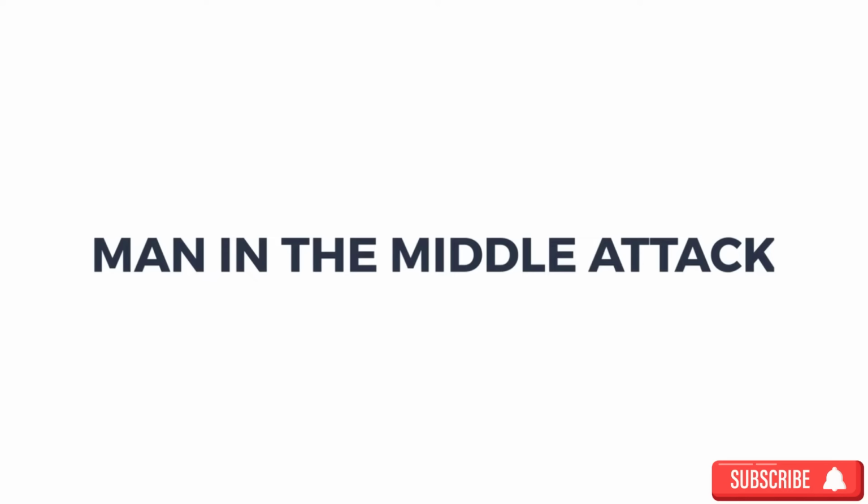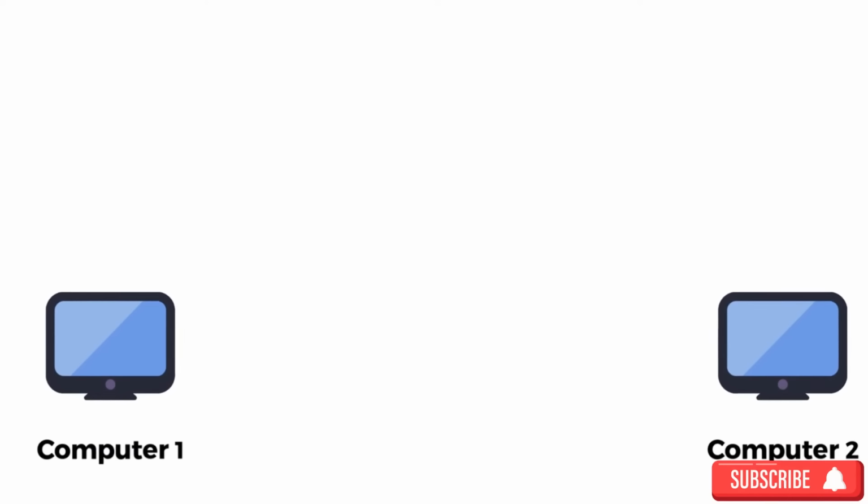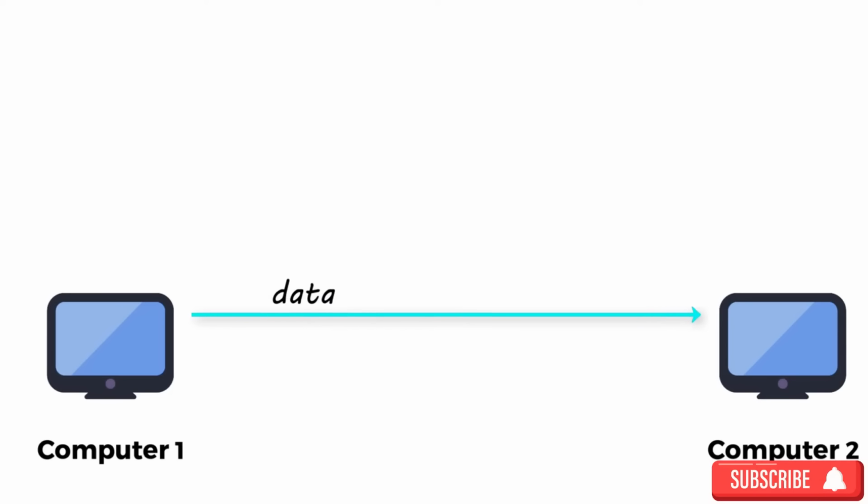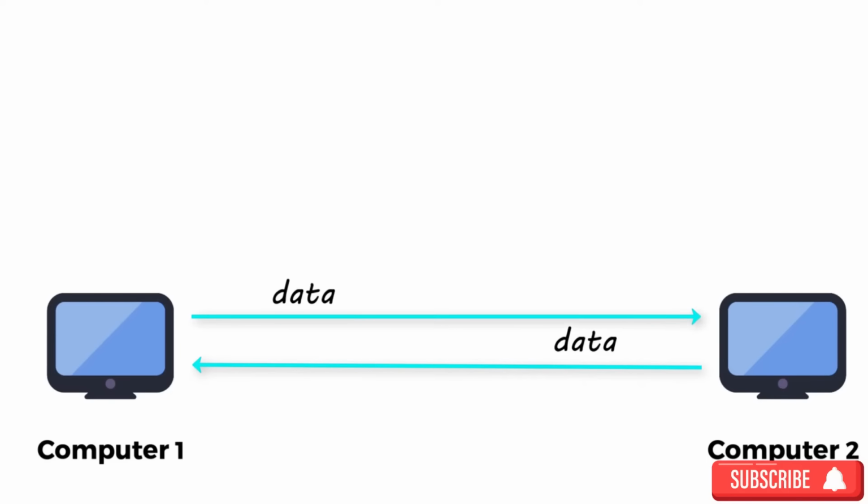So let's talk about another major attack, which is the man in the middle attack. Now, what happens here is, imagine a scenario where we have two computers interacting with one another. You have them exchanging data and information.